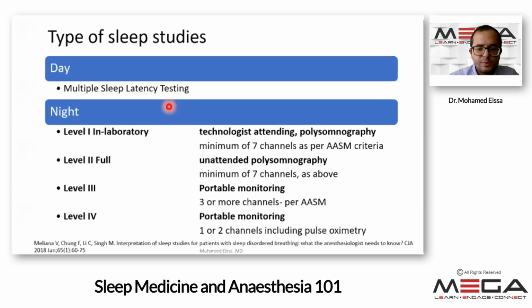We have the well-known level one or in-lab sleep studies, which usually have a sleep technologist attending, and it would have a minimum of 7 channels as per the American Academy of Sleep Medicine criteria. So it can be done as a therapeutic or a diagnostic sleep study. Then we have the level two sleep studies, which are the same as level one, but usually unattended polysomnography, and it would have 7 channels as well.